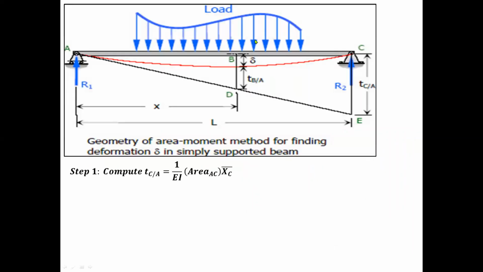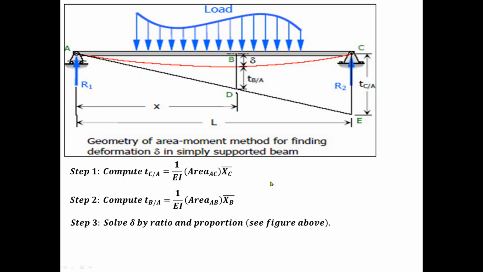So these are the steps. Compute for TC slash A is equal to 1 over EI, area AC, then X sub C. Compute for TB slash A is equal to 1 over EI, area AB, X sub B bar. That's the second step. And solve deflection by radian proportion, and then you can see the figure above by doing this. Deflection plus TB slash A all over X is equal to TC slash A all over L. So yan yung formula natin na gagamitin regarding about ratio and proportion. So let's proceed.